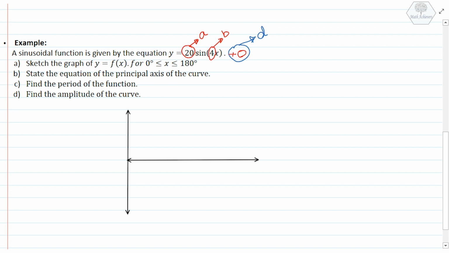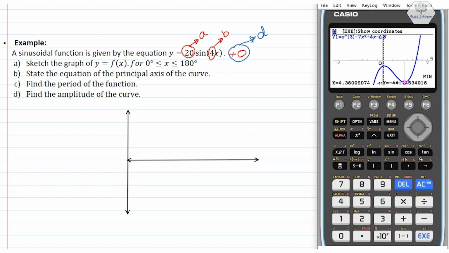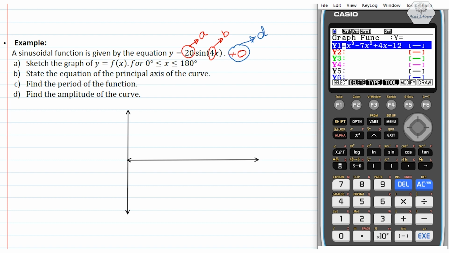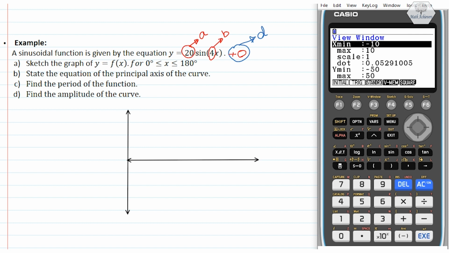Now, I need to use my graphical display calculator to see the shape of the curve. I go exit, I go to menu, and I go to graph. In graph, I just clear this value, delete, and I enter 20 times sine 4x. I just execute. I need to fix the v window for x. It's from 0 to 180.